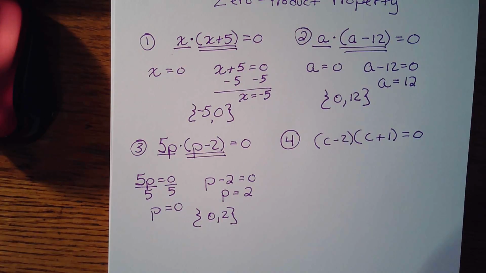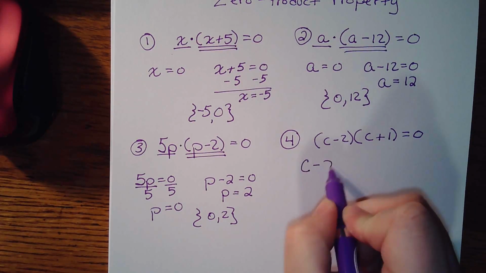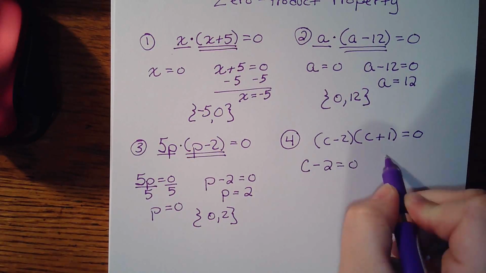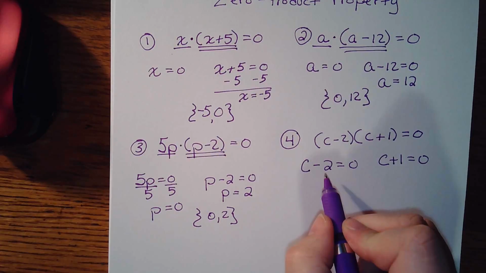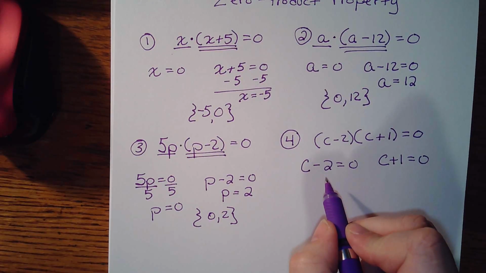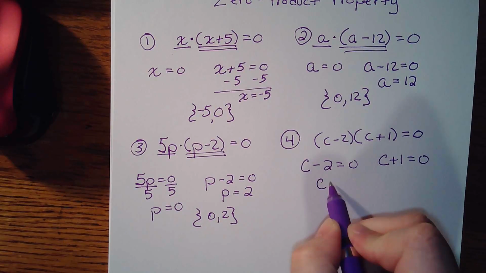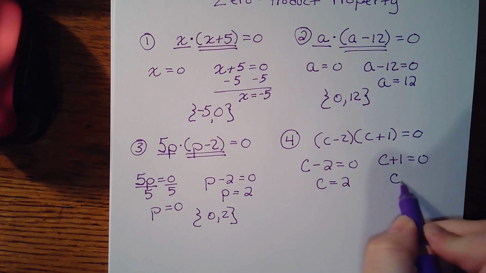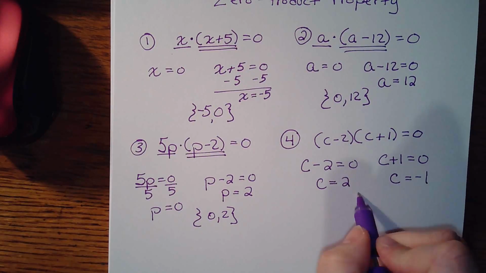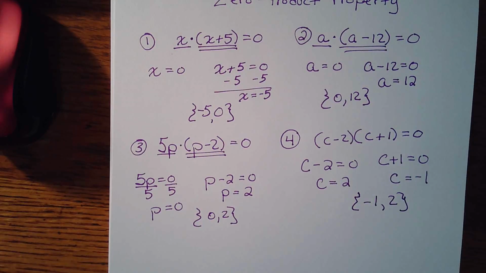Okay, are we ready? So now we're going to take and set each one equal to 0. So if you set each one equal to 0, all it's going to do is flip the signs. If you haven't noticed that by now, it's going to be a common pattern. So you're going to add 2 across, so c is going to equal 2. You're going to subtract 1 across, so you're going to have -1. So therefore, -1 and positive 2 are your answers for number 4.